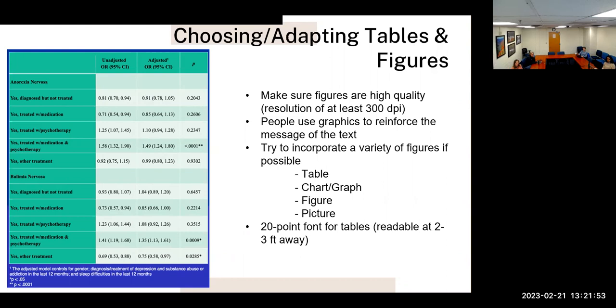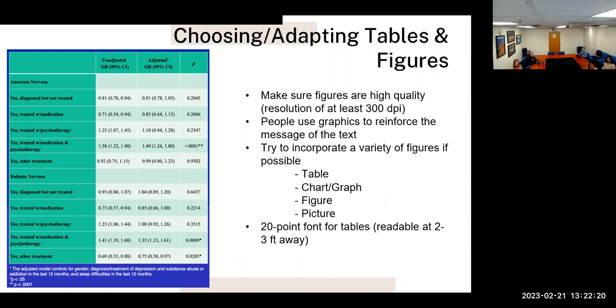The other recommendations are make sure the figures are high quality, a resolution of at least 300 dpi, because if you get below that, when it prints out, it'll be blurred. I have done this too. These are important lessons. Again, use graphics to reinforce the message. You're going to be saying, these are my results, see table 2. You want table 2 to be right there.